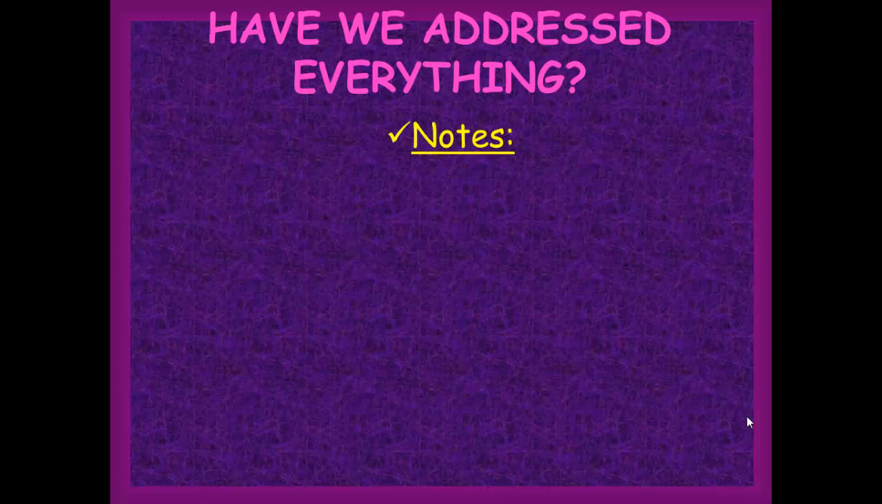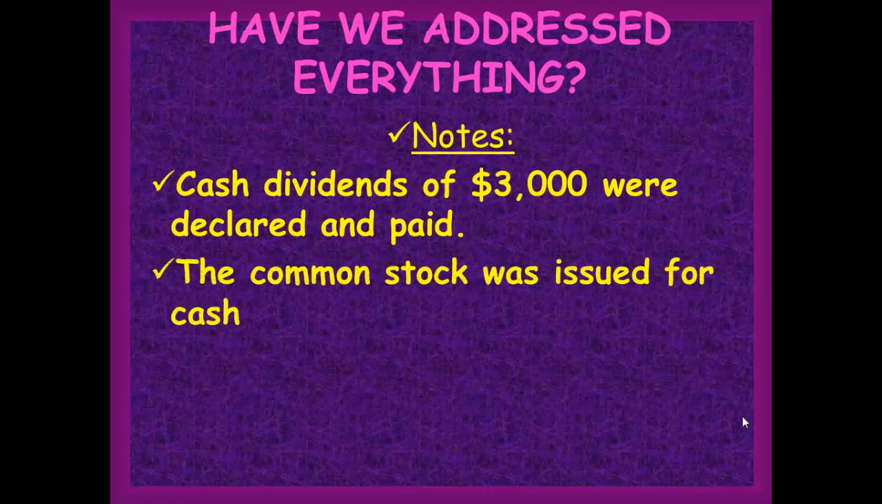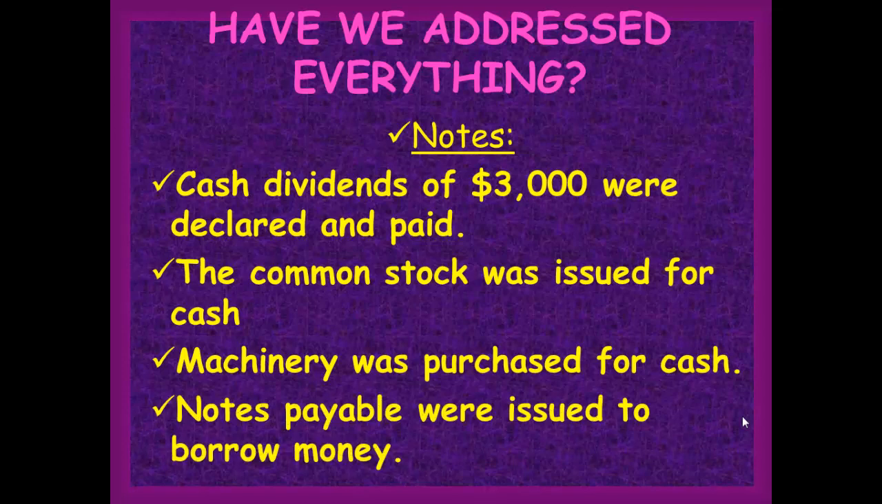How about on the notes? Let's make sure we didn't miss anything there. Cash dividends of $3,000 were declared and paid. We really haven't talked about that one yet because we didn't have to figure the amount, but what section are we going to put that in? Operating, investing, or financing? Financing, good. Have we already talked about issuing common stock for cash? Yeah, we already picked that up in financing, good. Have we already talked about buying machinery? Yeah, what section we decide that goes in? Investing, good. And did we already talk about issuing notes payable? Yeah.